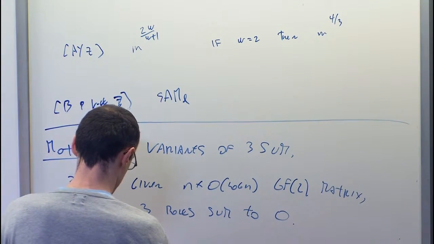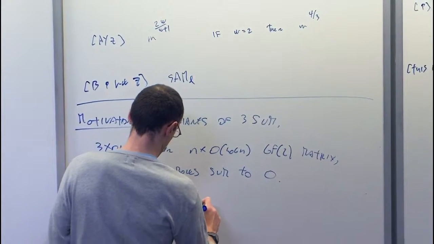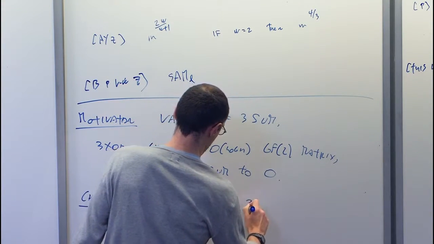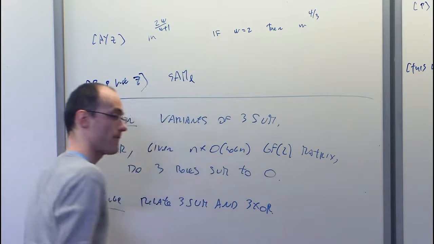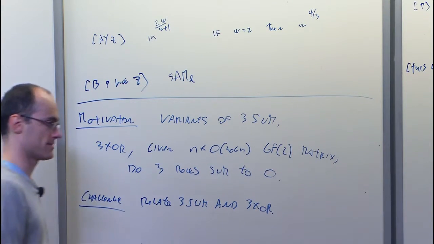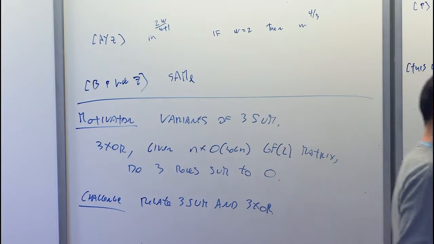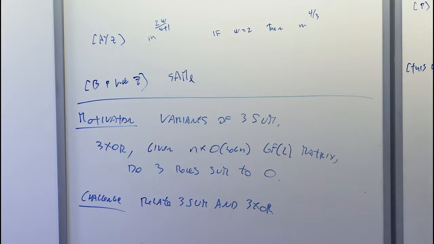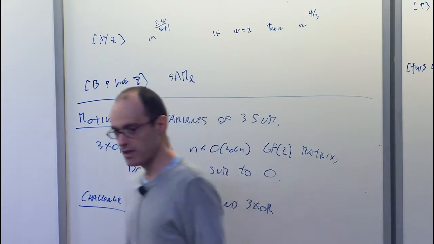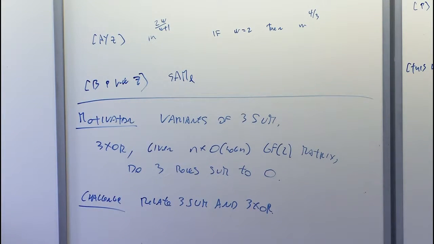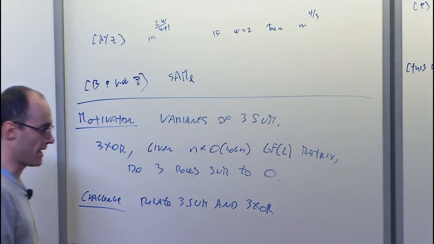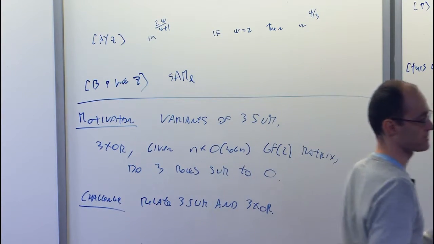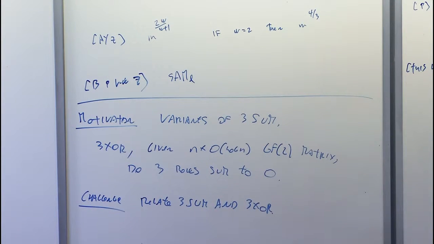Relate 3-sum and 3 XOR. Okay? And we're not the first one to look at variance of 3-sum. I'm going to mention how it works in a second, but I don't know of other works that are concerned with just 3, with sums of 3. So what's the most basic possible relationship? Rule out that 3-sum is as hard as possible and 3 XOR is as easy as possible.